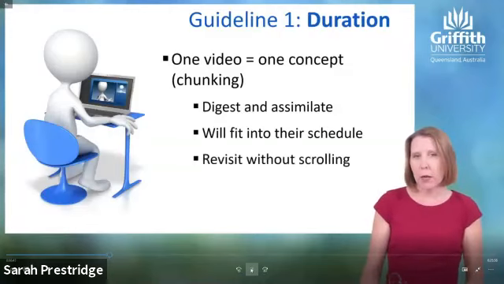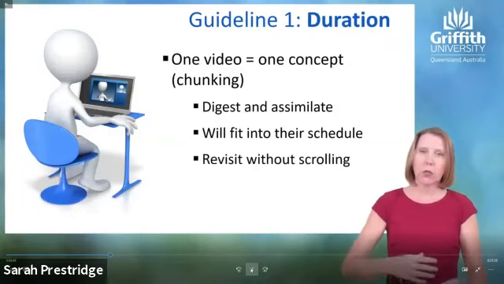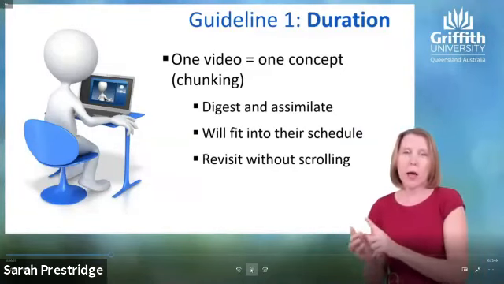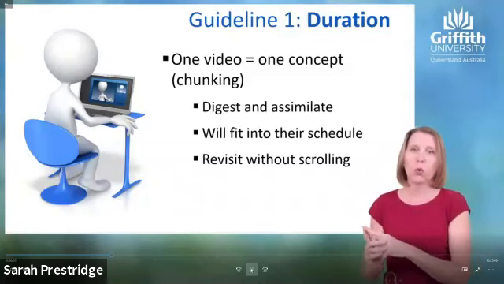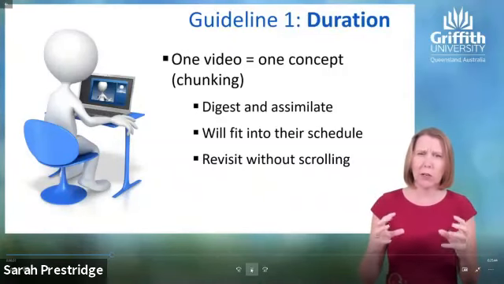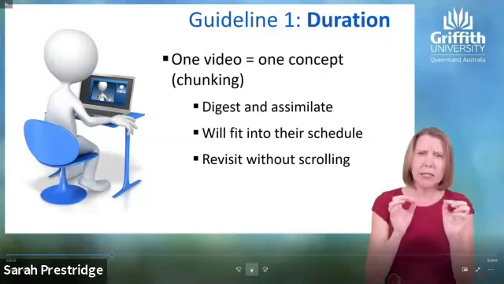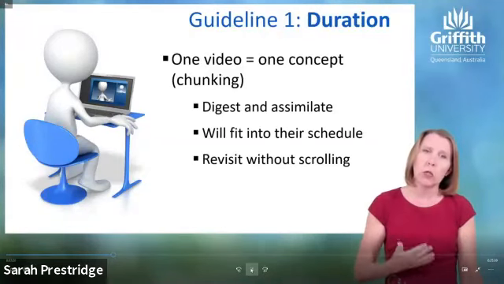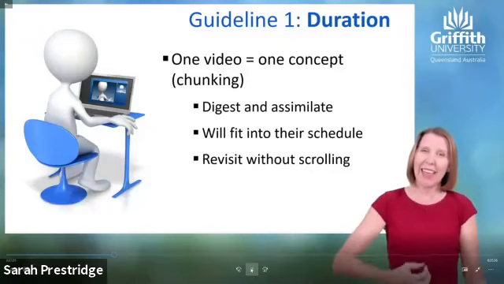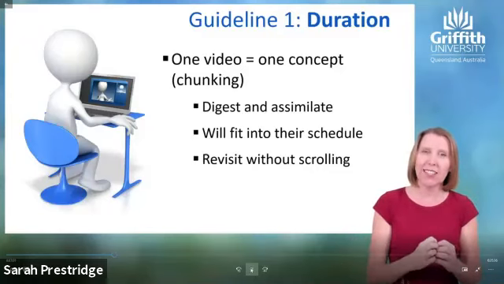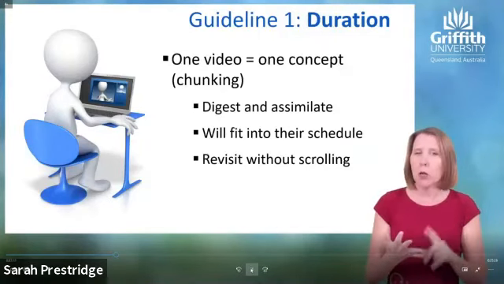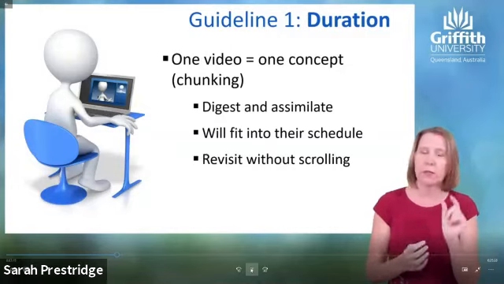Another critical benefit of chunking is that your students can revisit that one core concept without having to scroll all the way back and forth through a big video trying to find that particular thing they're looking for. So you really do want them to feel like they can come back and revisit key ideas. And that's what these short videos do. They have this perception of, that was interesting, and I know where to find that exact piece of information if I need it.